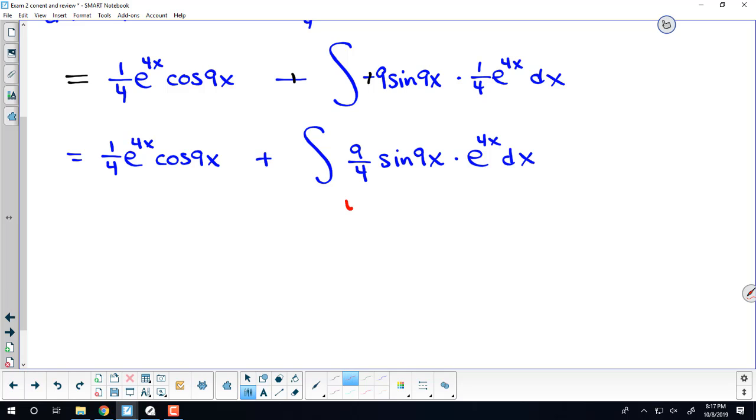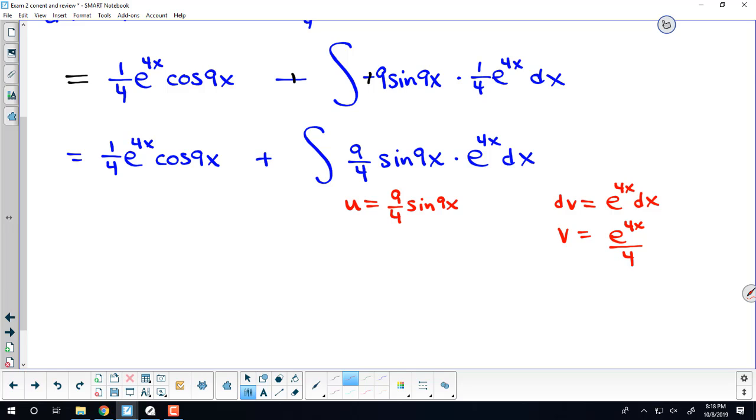So again, I don't know, do you have a preference where the 9/4 goes? Do we want to put it with the sine or the e? Does it matter to you? Okay, so our u, we'll call then 9/4 sine of 9x. And our dv, e to the 4x dx. So v then, again, antiderivative, e to the 4x over 4.